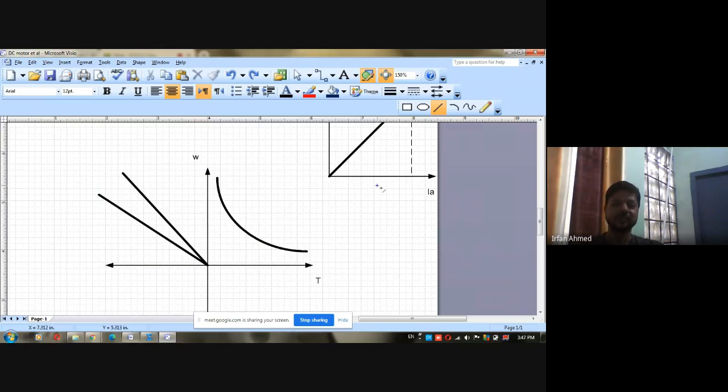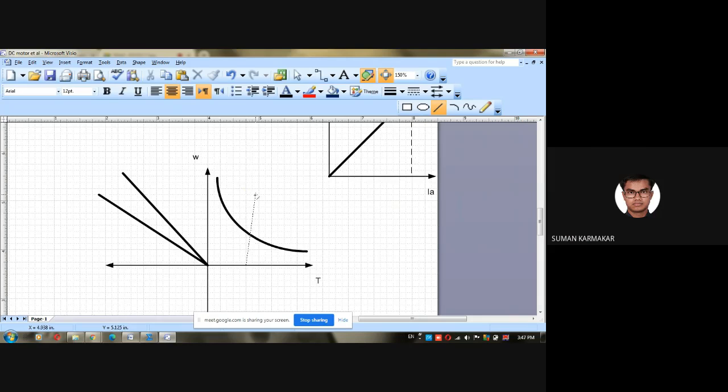Okay. Clear? Because the conditions are same. The rheostatic braking is same for DC shunt motor as well as DC series motor. The speed torque characteristics are same, passing through the origin. Okay?